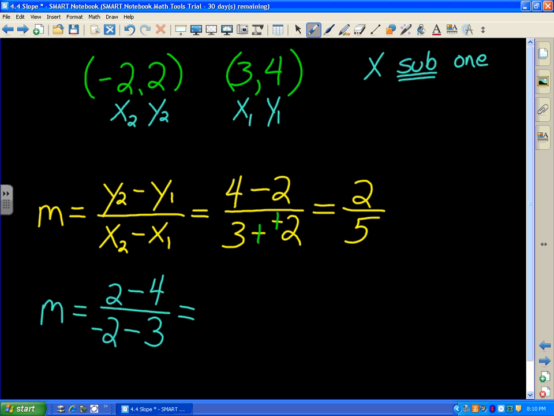And do your calculations here. 2 minus 4 will give you negative 2. And negative 2 minus 3 gives you a negative 5. We know that negative divided by negative is going to give us a positive, and 2 and 5 cannot reduce, so our slope is 2/5. And if we look, they are the same slope. We just have to make sure that the numbers that you use in your formula, when they come from the same point, use the same subscript. And if you keep things aligned like that, you should be getting the correct slope for your calculations.